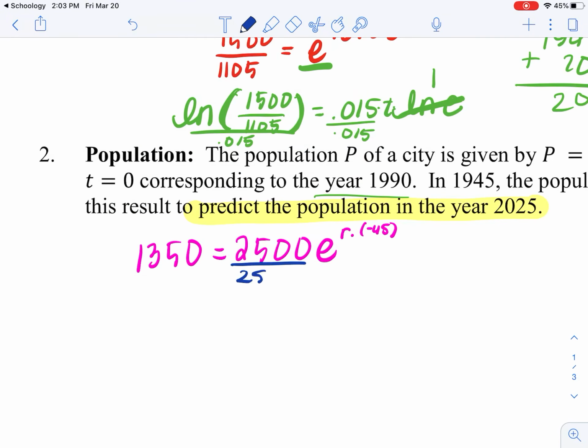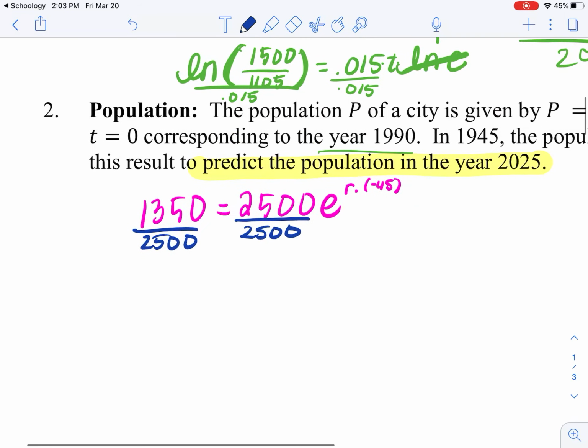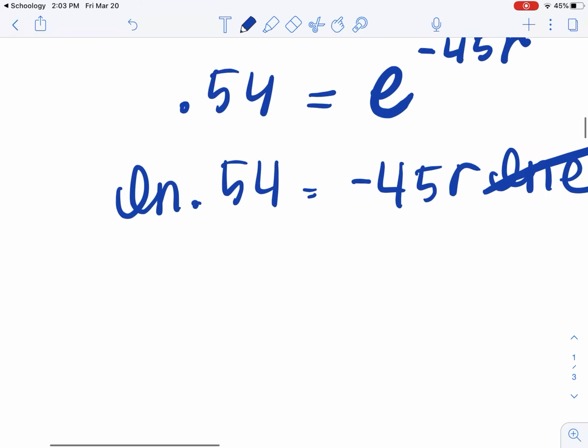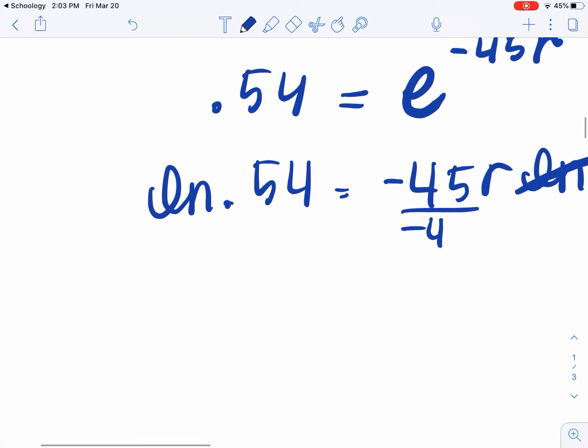All right, I have to solve for R. So first things first, divide both sides by 2,500. Pop that in your calculator. This time you'll see you do get a nice answer. So I'm going to write down that decimal instead of leaving it as a fraction. 0.54 equals e to the negative 45R. Natural log both sides. Notice I'm taking that step of writing the exponent in front right away. Totally allowed. And then divide both sides by negative 45.